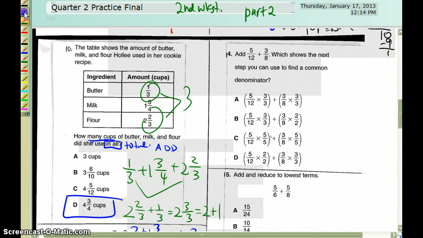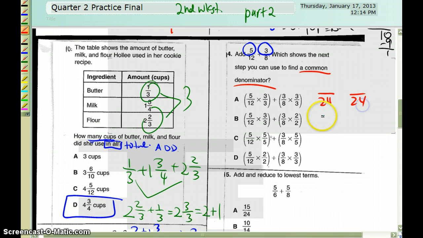If I wanted to add these two fractions, and I know there were a few missing numbers on your worksheet, so sorry about that. But we really didn't even need them because we were only looking at the common denominators. So the common denominator between 12 and 8 would be 24. So if I wanted to find the fraction that gave me 24, then I would look at all the choices. So which one gave me both 24?